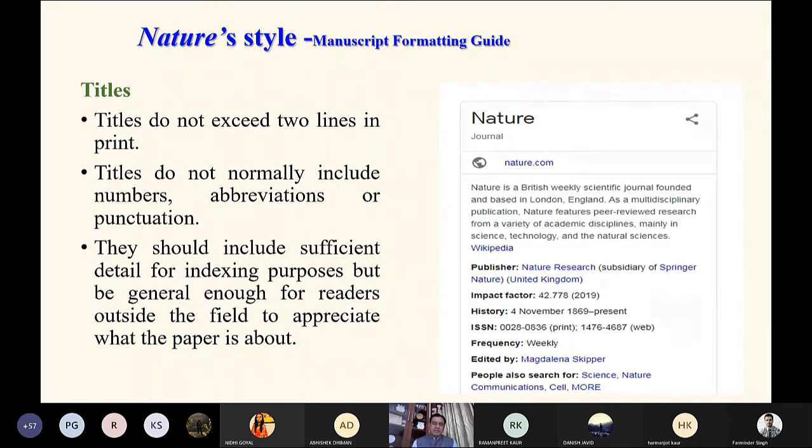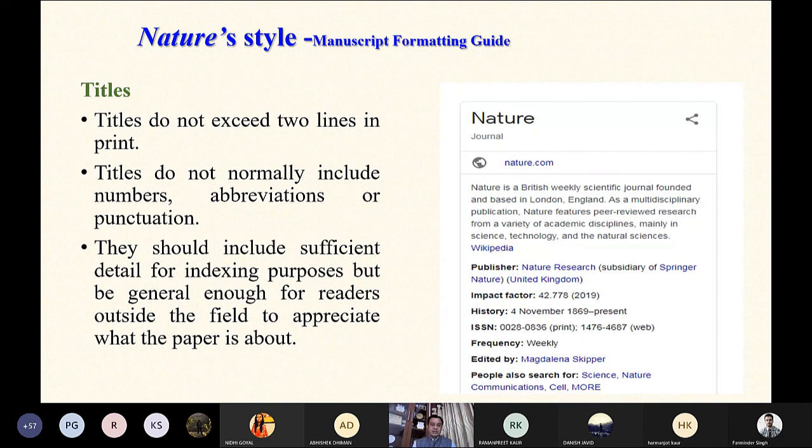As I was saying in the beginning, we have to follow the guidelines of the journals. Different journals have their own guidelines. Nature, for example, is one of the best world journals, with a high citation and high impact. According to this journal, the title should not exceed 2 lines in print. The maximum lines that we can have for the title is 2 lines. We should not include abbreviations, numbers and punctuation in the title.